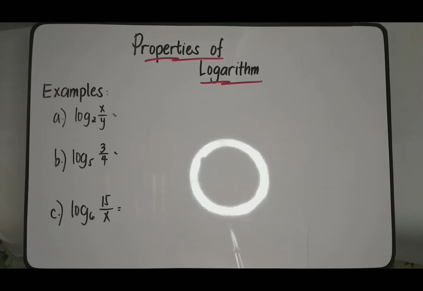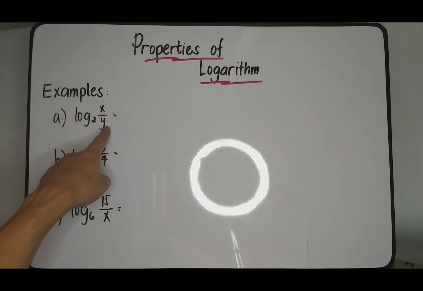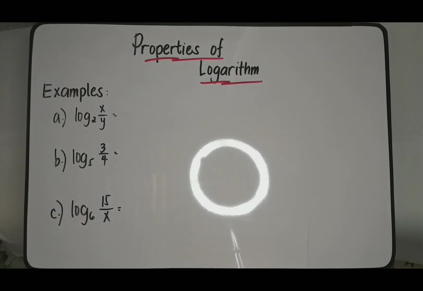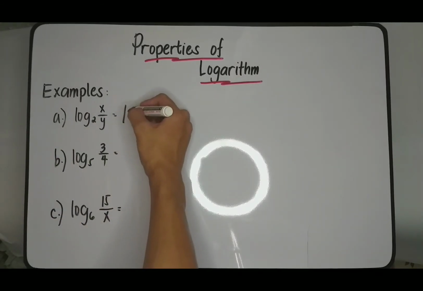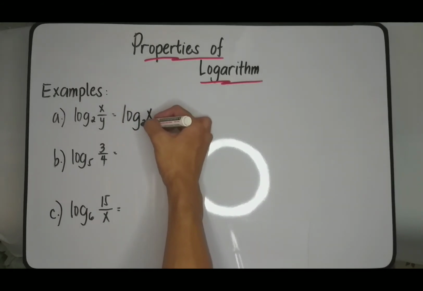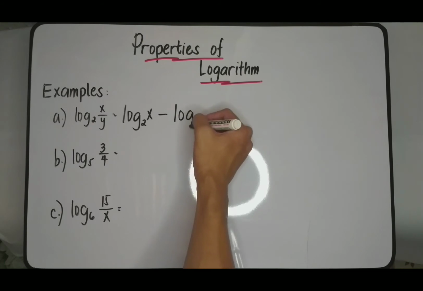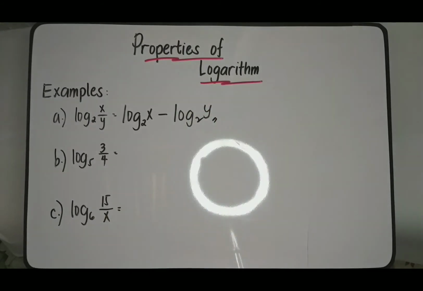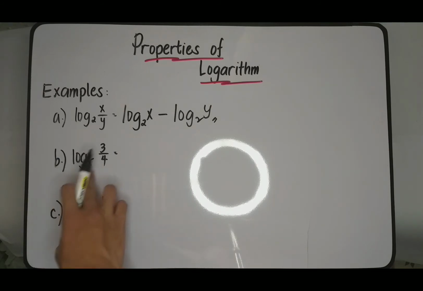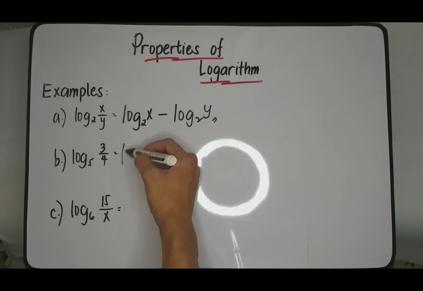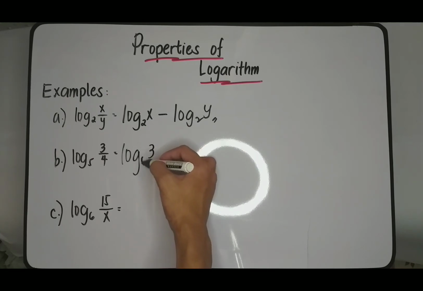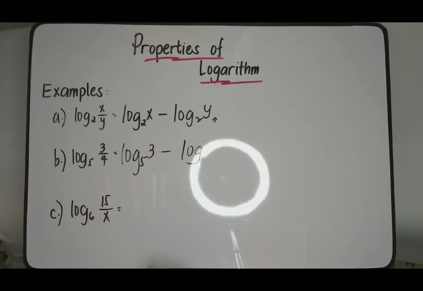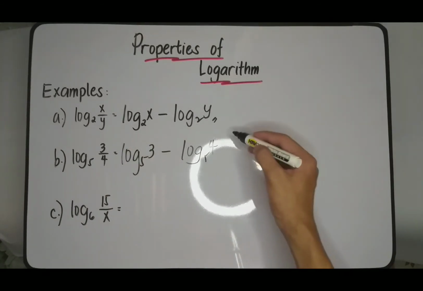So, let's take some examples for the sixth property of logarithm, which is the logarithm of a quotient. So, letter A, we have logarithm of x divided by y, or x over y, to the base 2. So, simple lang yan. Ganito lang siya. So, magiging logarithm of x to the base 2 minus logarithm of y to the base 2. That's the final answer. Another one, we have logarithm of 3/4 to the base 5. So, we have here logarithm of 3 to the base 5 minus logarithm of 4 to the base 5.